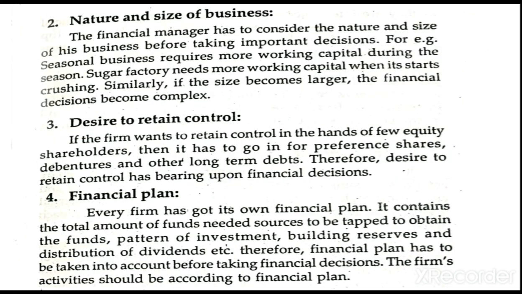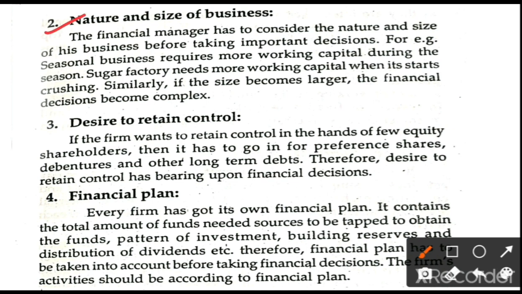Next, the second one, the nature and size of the business. Every business defines its nature. Nature means what type of production they do, what goods and services they produce. Why? Because some businesses are seasonal, and some have continuous production. So the nature of business is very important.